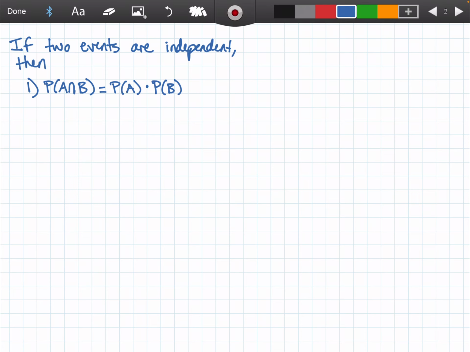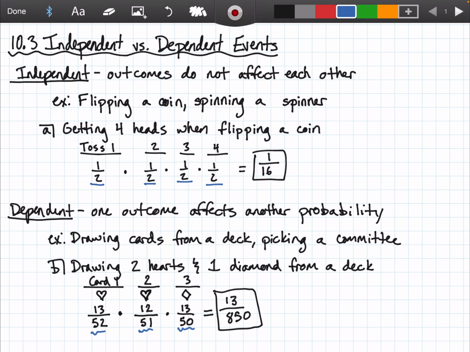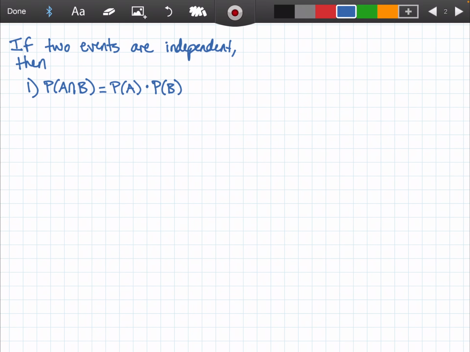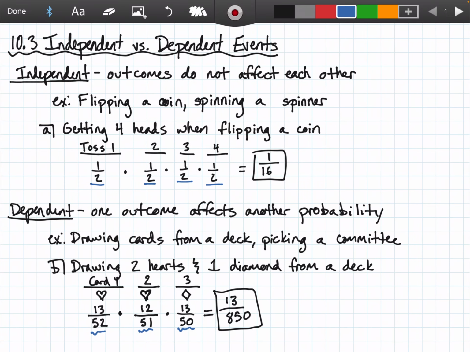Let's look at this with the drawing cards example. So, our rule: probability of A and B is probability of A times probability of B. Well, with flipping a coin, let's say getting a heads, getting a tails, it was 1/2 times another 1/2, which gave us the full probability. That is correct.